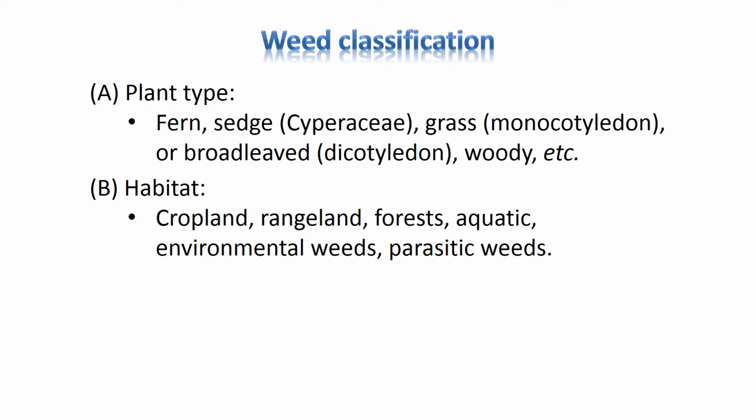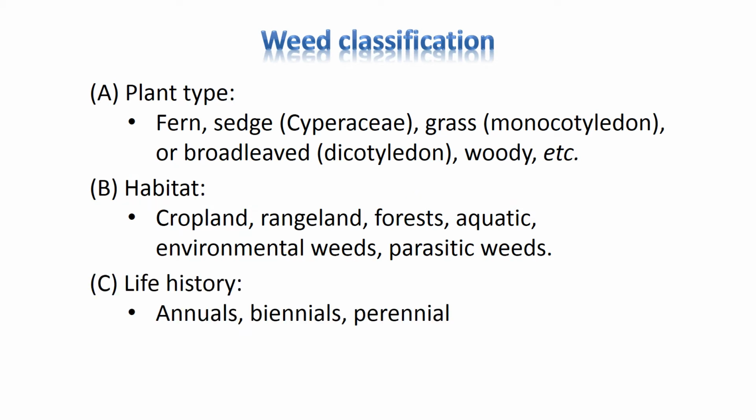Next is classification based on habitat. Most weeds are almost exclusively identified with their habitat. The most important is weeds that occur in the cropland, because they are disturbing nature directly to human needs. Irrigated crops such as rice are highly disturbed by aquatic weeds. This also includes lakes, streams, rivers, and even ocean. Can you give me how weeds really affect a cropland, rangeland, forest, and aquatic habitat? What are environmental weeds and what are parasitic weeds?